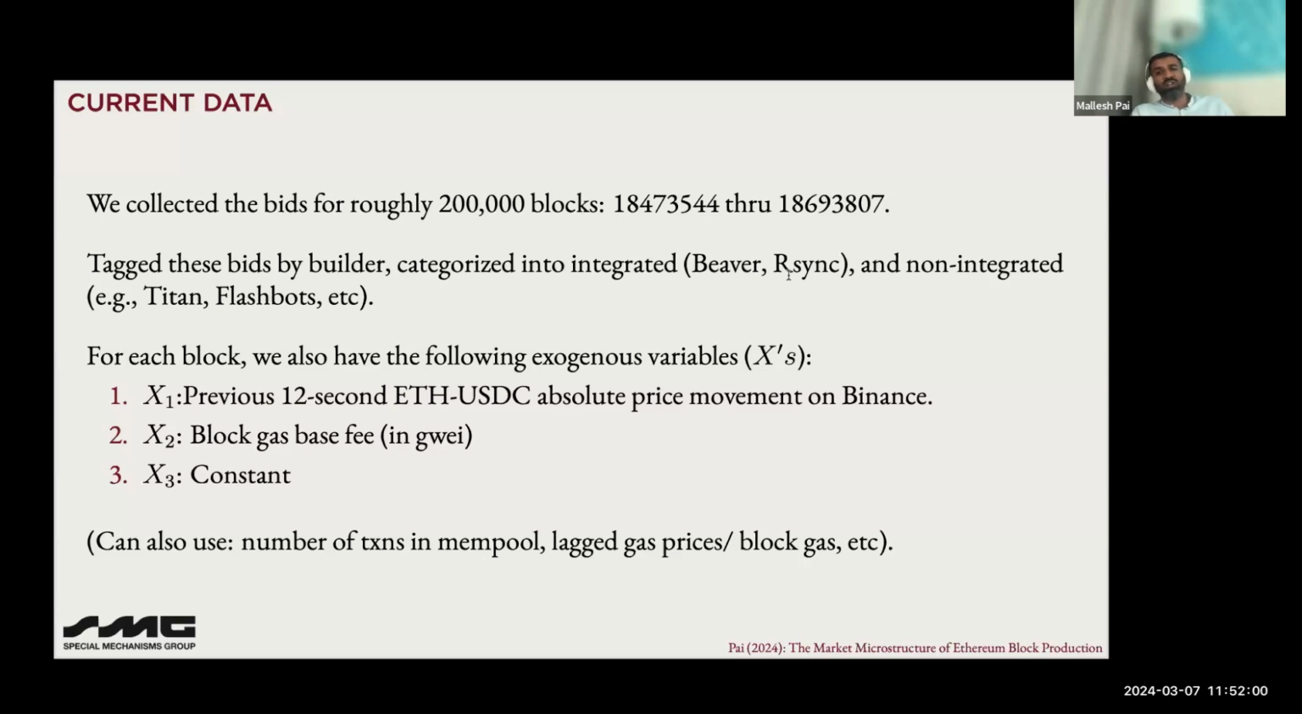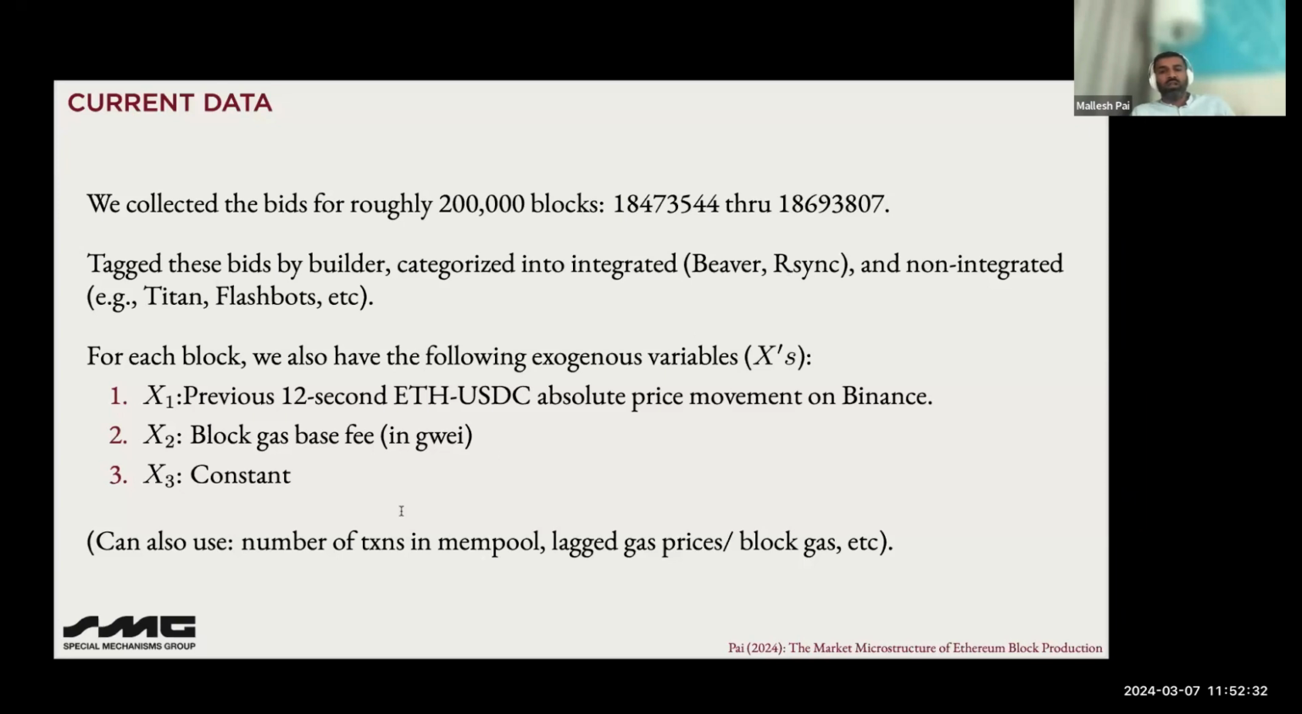For each block, we also constructed a bunch of exogenous variables. For the purposes of today's exercise, which is super preliminary, we are just using 3 explanatory variables. One is the previous 12-second ETH/USDC absolute price movement. The other is the base fee that I tried to describe, which is the fee that Ethereum charges in that block. They have a dynamic fee with an adjustment mechanism. So this is the fee that Ethereum charges for a transaction to be included, and a constant.